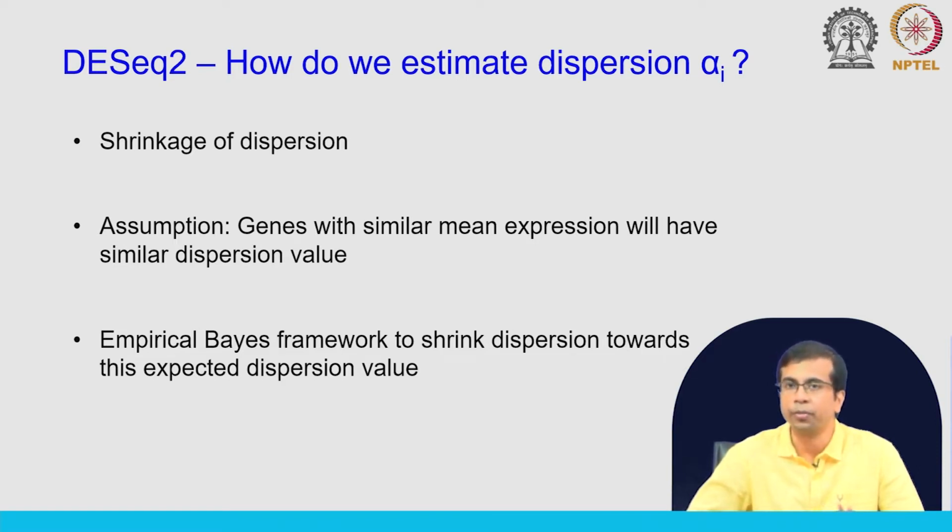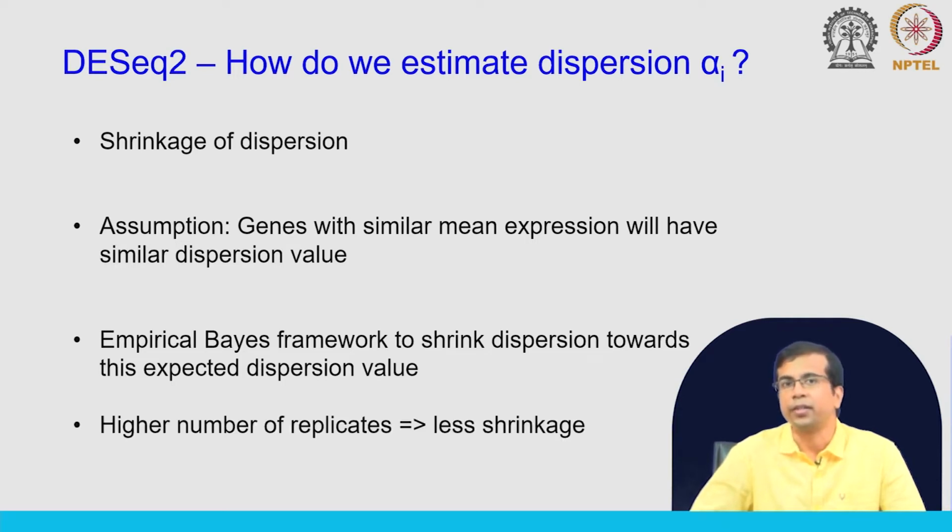So, there is a relationship between dispersion and mean expression. What this model does is assume that genes that have similar mean expression should also have similar dispersion values, because we are talking about within-replicate measurements. So, there is no reason why the dispersion value should be different. It then uses this framework to shrink the dispersion towards the expected dispersion value, and this shrinkage is dependent on the number of replicates.